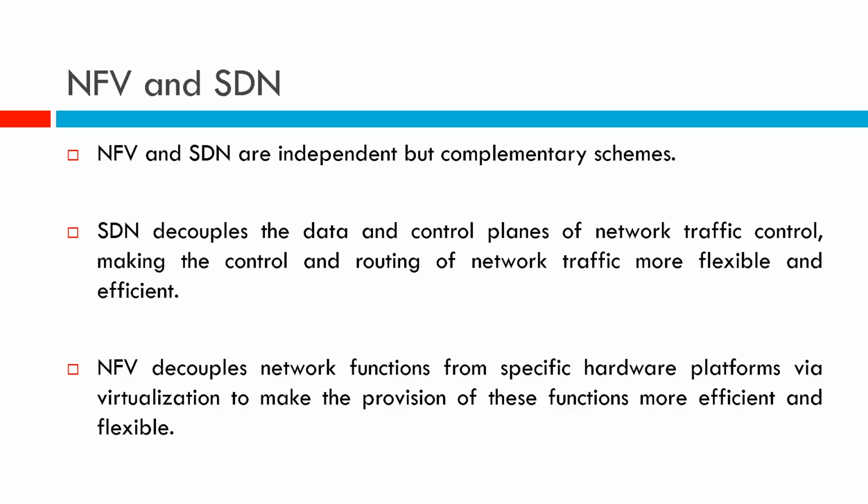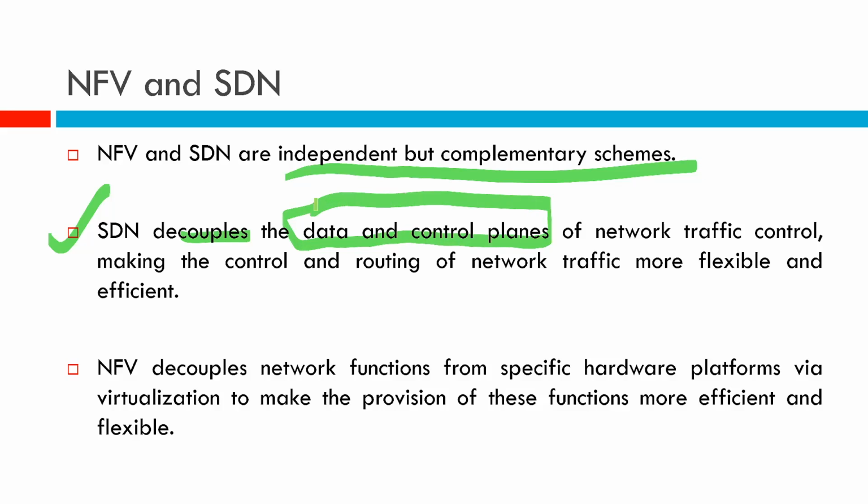So now we go on to see the contrast. NFV and SDN are independent but complementary streams. Independent, so this is entirely different, but they can complement each other. The SDN decouples, again you have to think of couple and decouple. Couple means together, decouple means separate. Data and control planes of network traffic, making the control and routing of the network traffic more flexible and efficient.